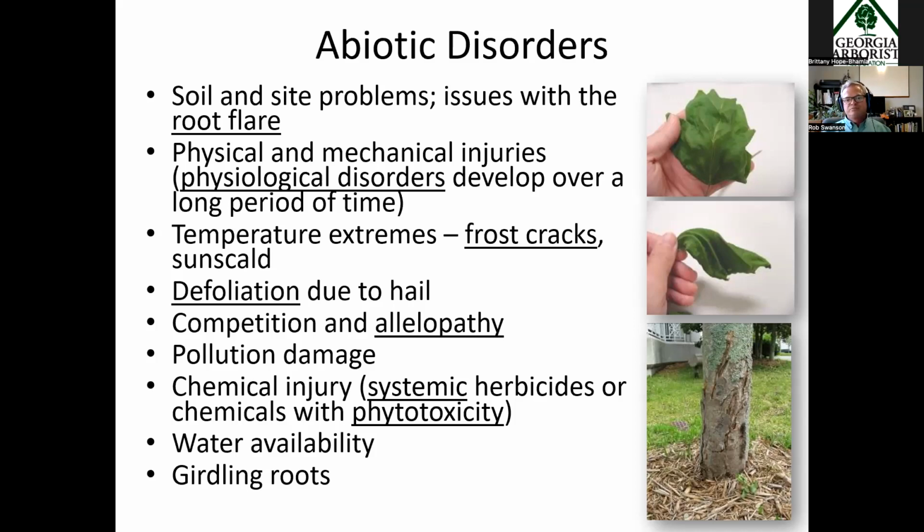You might also have some competition or allelopathy. So this allelopathic behavior, the typical example is the walnut. The walnut is in the Juglans family, and it's known because in the root system it produces this chemical called juglone, and nothing wants to grow in there except for a walnut.